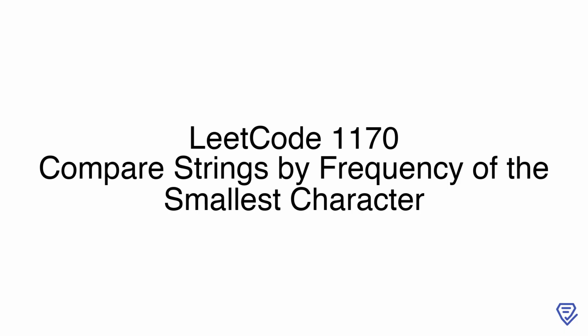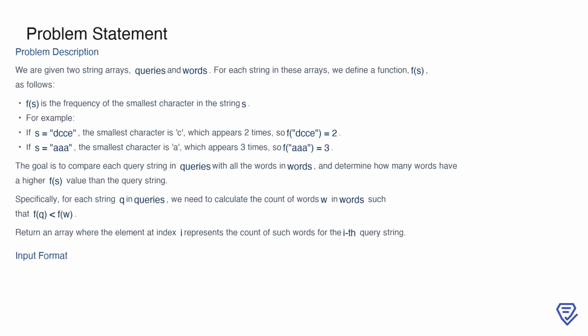Let's dive in. In this problem, we are working with two string arrays, queries and words. For each string in these arrays, we define a function fs that calculates the frequency of the smallest character in the string. For example, if the string s is "dcce", the smallest character is c, which appears 2 times, so f(dcce) equals 2. Similarly, if s is "aaa", the smallest character is a, and it appears 3 times, so f(aaa) equals 3.